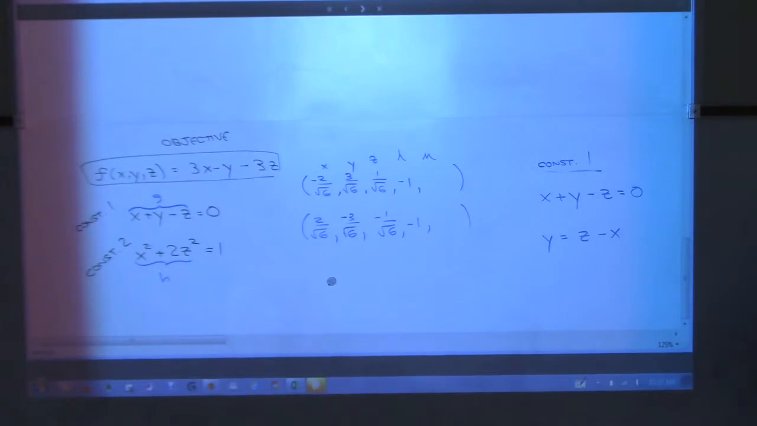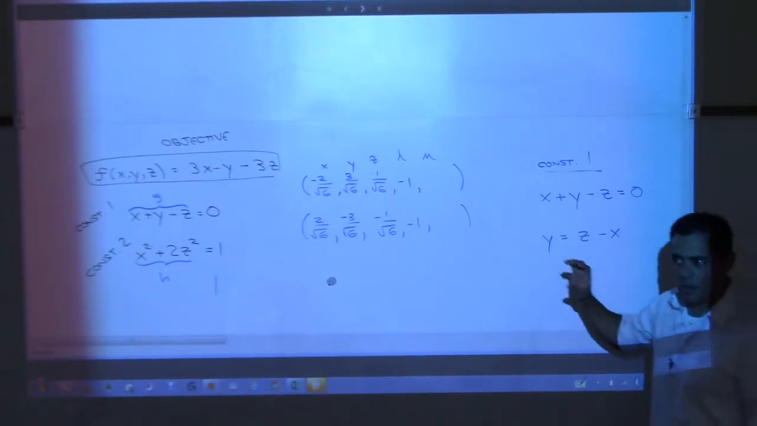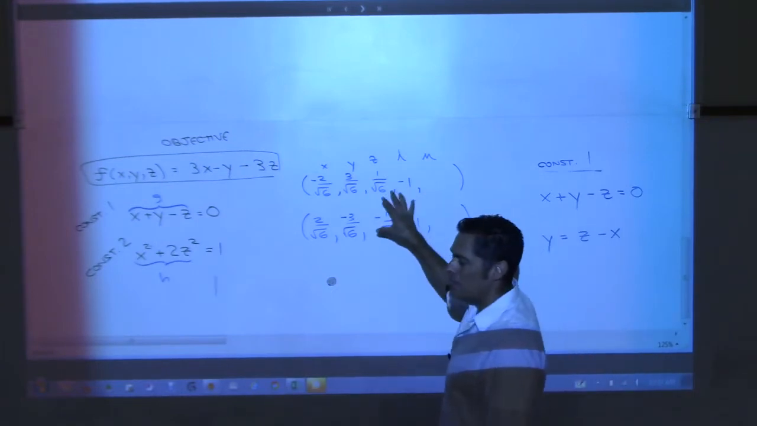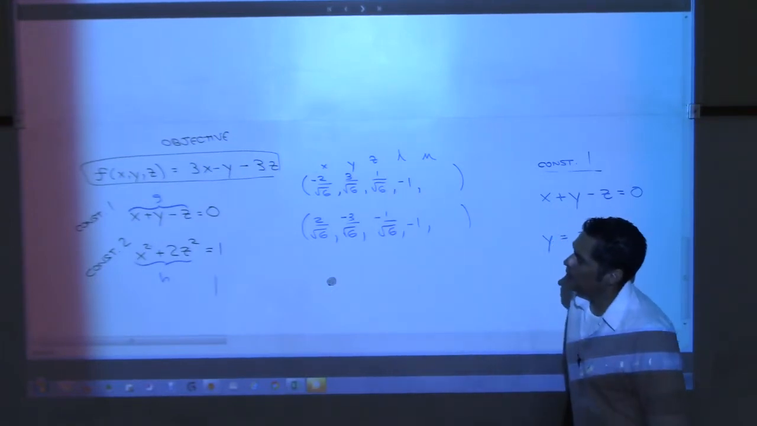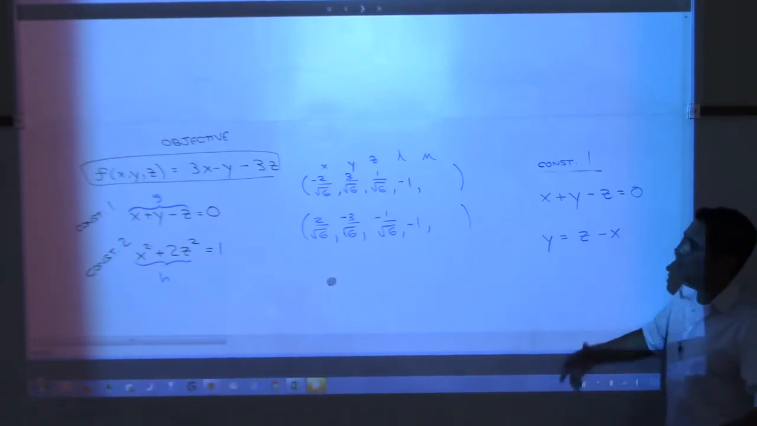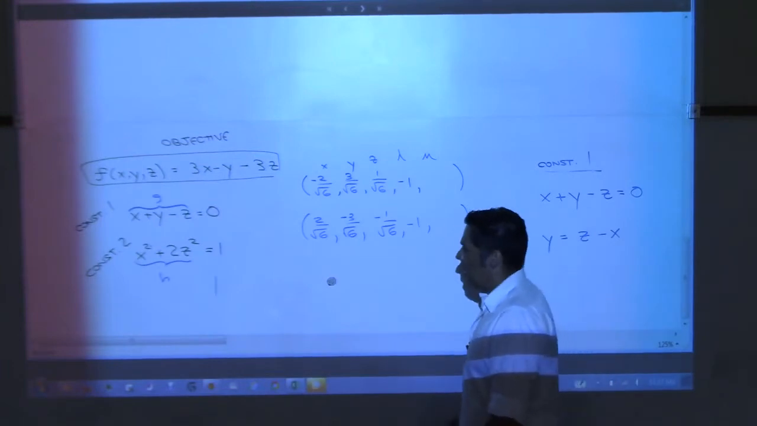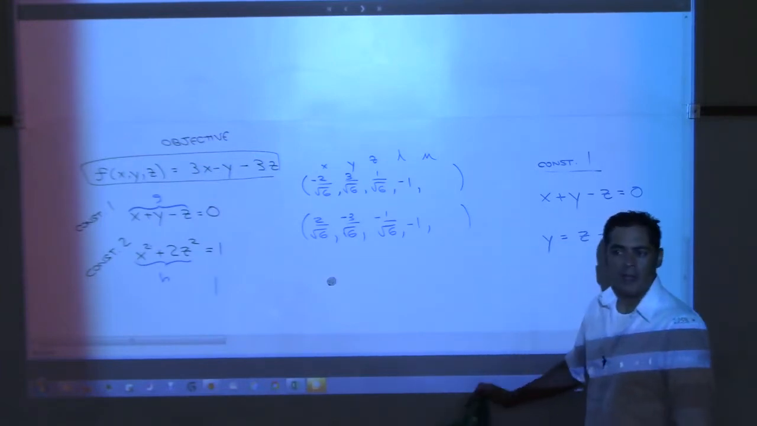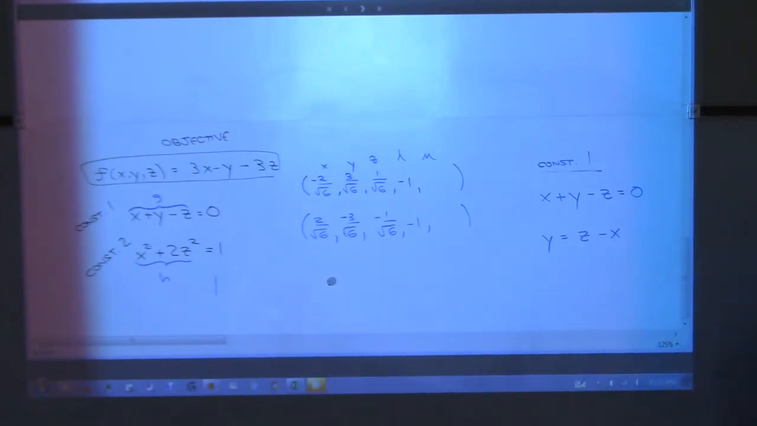It appears that I only have 2 critical points, right? 2 critical points. So I'm going to take these, and what am I going to do with them? Plug them into the objective function. And then the biggest is going to be your max, and your smallest is going to be your min. Okay, does that make sense? That's how you'd work with it.